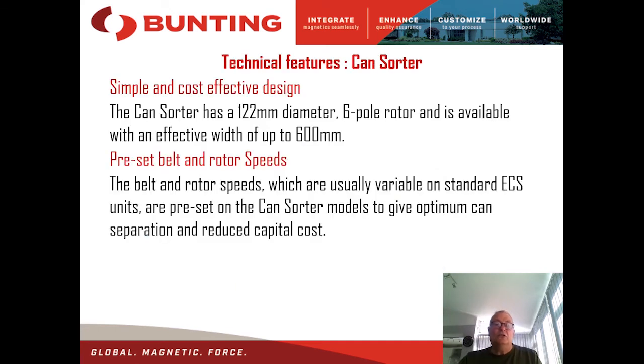So the can sorter is a simple, cost-effective design for these applications. A 6-pole rotor takes the cost out of the process. It often comes with a preset belt and rotor speed. Again, it's a simple application, so you don't need the complexity of adjusting the belt speed and the rotor speed by eye. Once it's up and running, it will run on your application and requires no control at all.